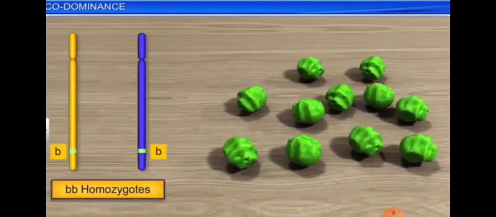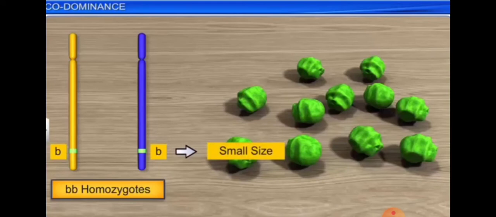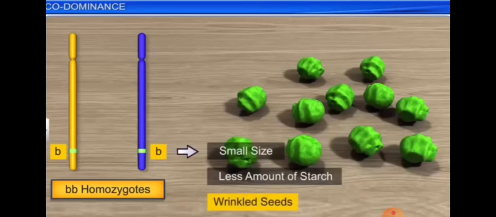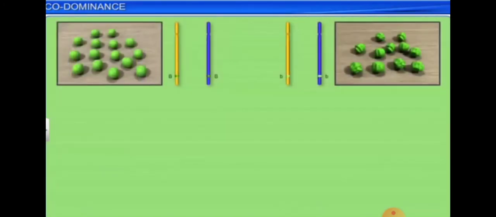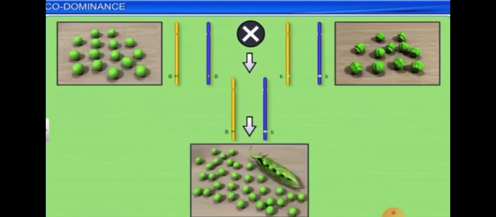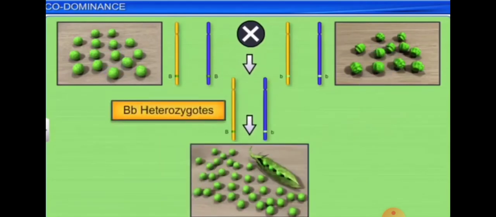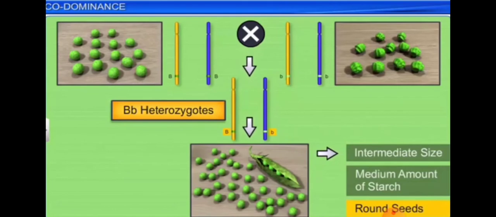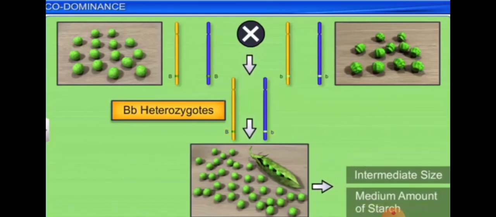On the other hand, the small b homozygotes were not very efficient at synthesizing starch, and so the pea seeds produced were small or had less starch in them. Also, the seeds were wrinkled. Moreover, the starch grains produced by the heterozygotes, capital B and small b, were of intermediate size, but the seeds were round.